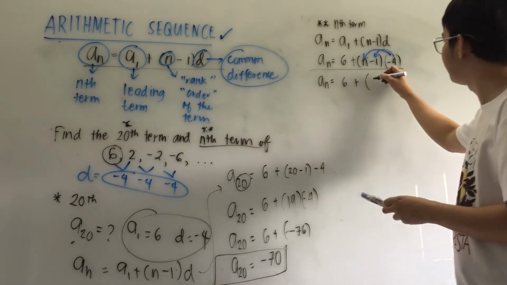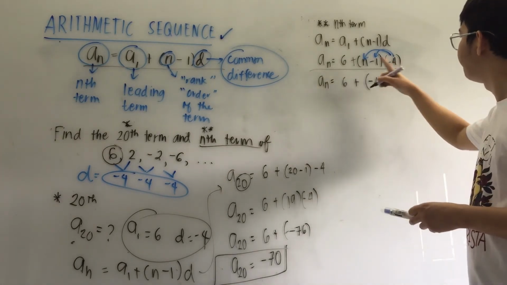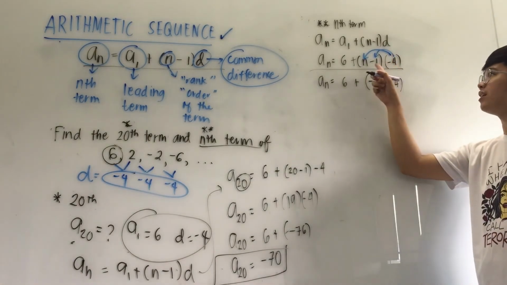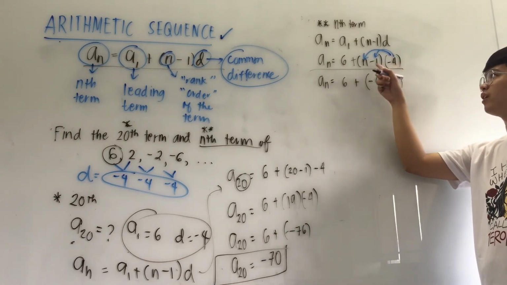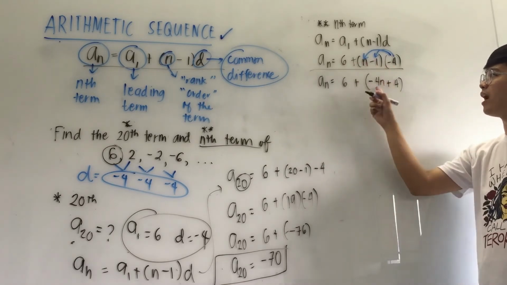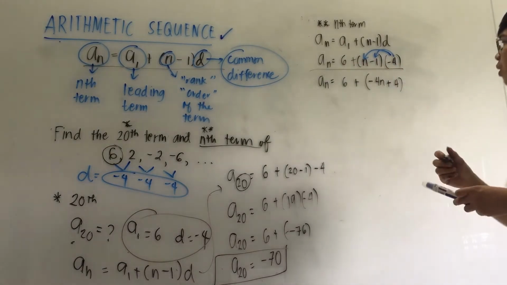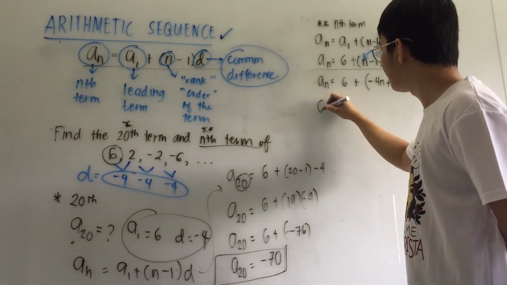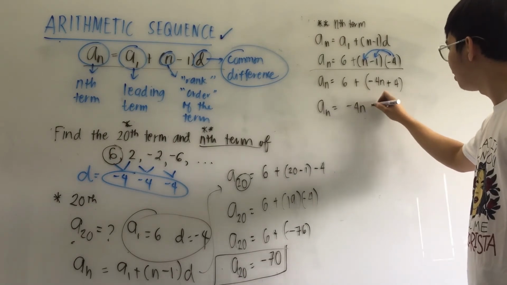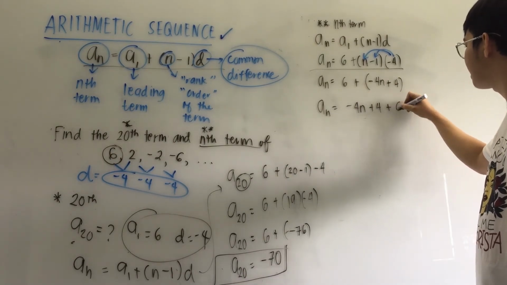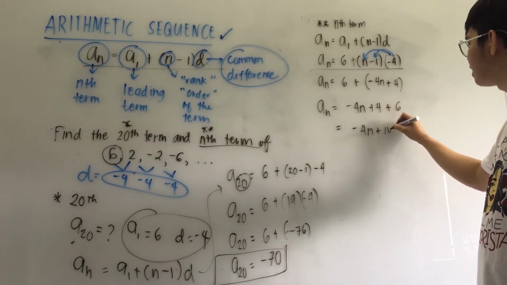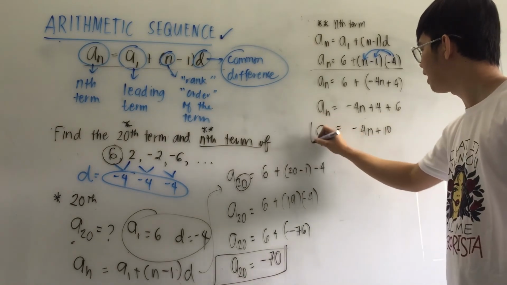Then that becomes negative 4n and then plus 4. Again, negative 4 times n is negative 4n. Negative 4 times negative 1 is positive 4. And then plus 6. 6 plus negative 4n plus 4. Okay? Now we just have to rearrange, just like what we did in the previous example. Negative 4n plus 4 and then plus 6. Just have to transfer it here. Therefore, it's negative 4n plus 10. It's a sub n. Okay, that is it.